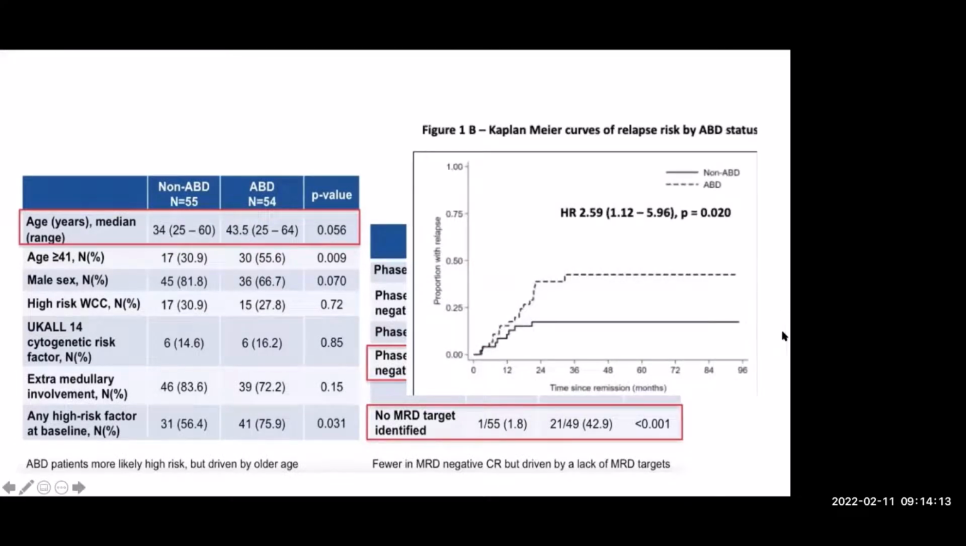This is the Kaplan-Meier showing the risk of relapse with ABD status. Patients who have ETP-ALL, reflected by absence of ABD allele, have a high incidence of CNS relapse compared with the other subgroup.